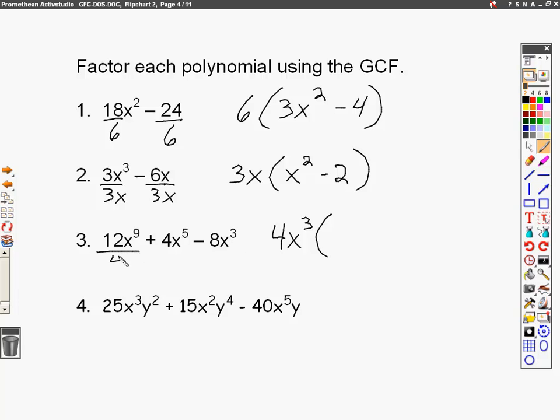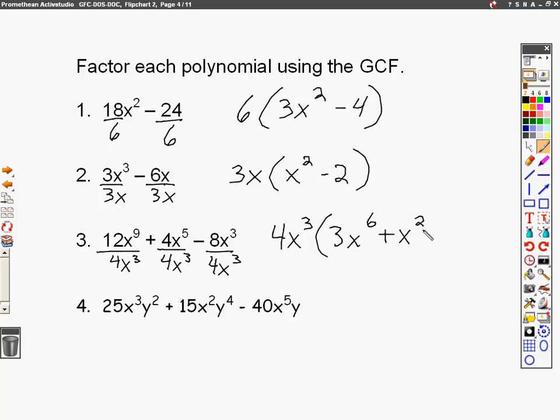So, I'm going to do my division. Now, you don't have to write out this division every single time. Most of the time, I don't write out the division. I just do it in my head. Okay, so we go up here. 12 divided by 4 is 3. And then we have 9 minus 3 is 6. So we have 3x to the 6th. And then the next one. 4 divided by 4 is 1. 5 minus 3 is 2. So it's x squared. You can either do 1x squared or just x squared.